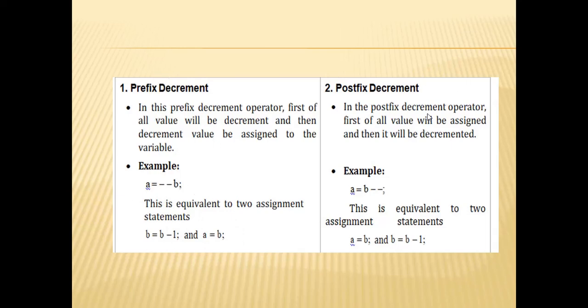In the case of postfix decrement, first we assign the b value to A and then b is decreased by 1. First we assign the b value to A and then we decrease the b value by 1. This single postfix decrement statement is equal to these two statements: first we assign the b value to A and then we decrease the b value by 1. So this is called postfix decrement.